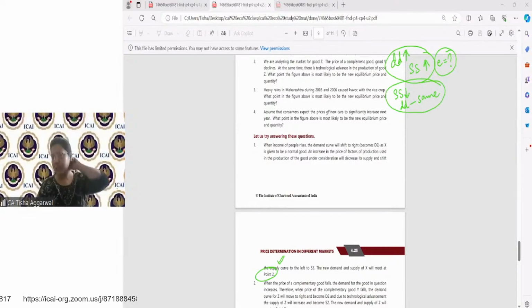If the consumers expect the prices of new cars to significantly increase next year, how will it work? What point in the figure given above is most likely to be the new equilibrium price and quantity? So if that is the scenario, the consumers expect the price of a new car to significantly increase next year. What point in the figure above is most likely to be the new equilibrium price?